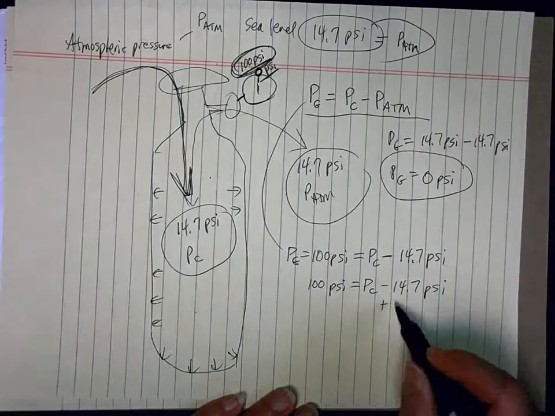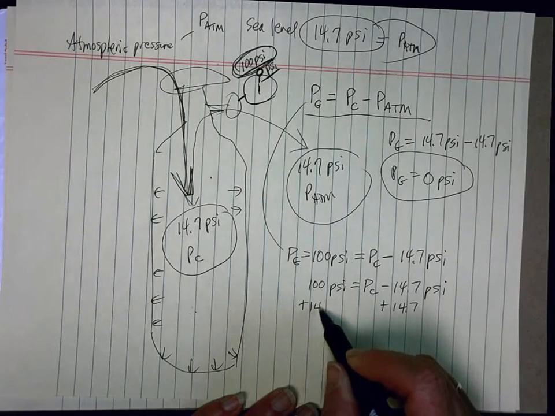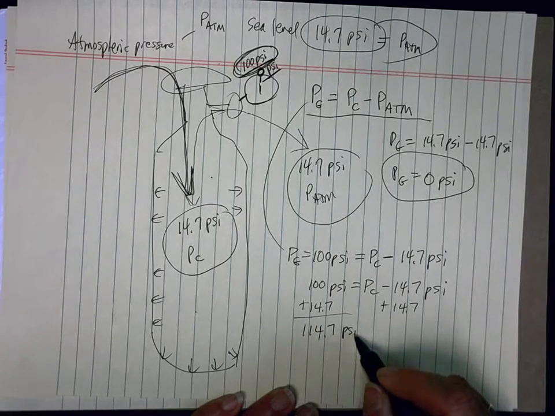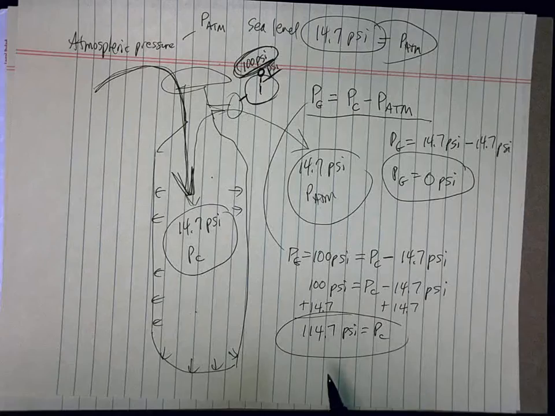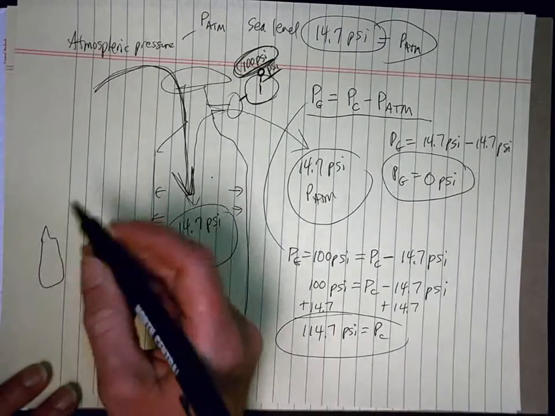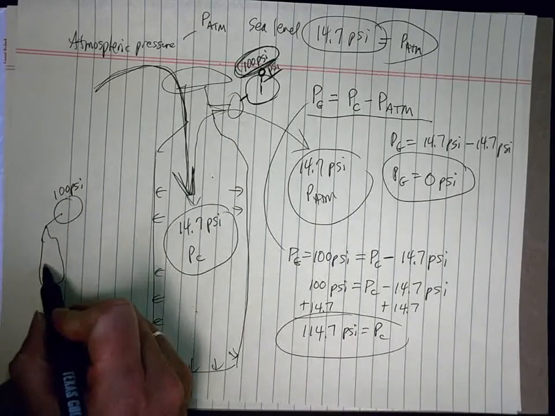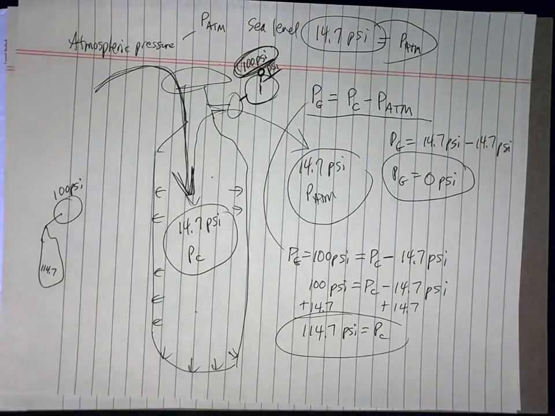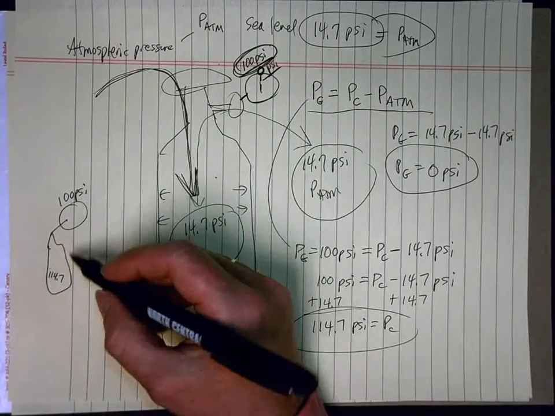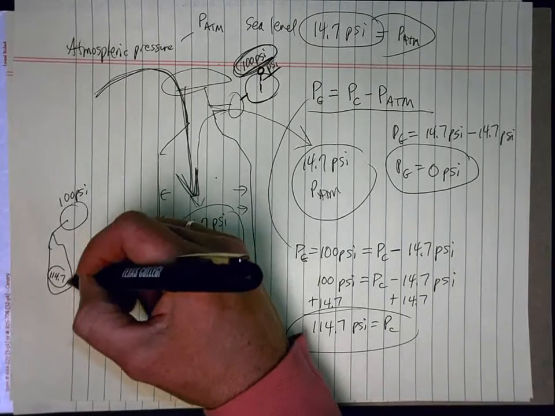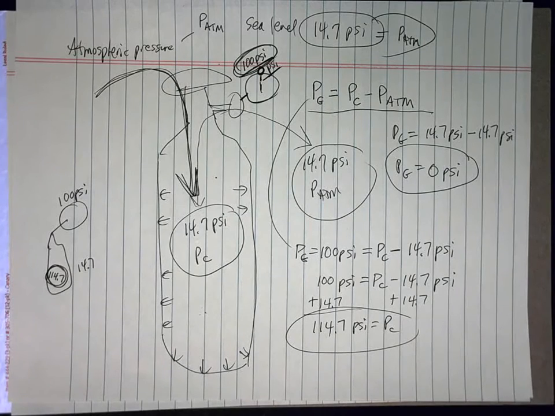So how do you solve that? You're going to add 14.7 to both sides. So 114.7 psi is equal to the pressure inside the container. So a scuba tank that has a gauge pressure of 100 psi has an actual inside pressure of 114.7. Because the gauge pressure is telling you the difference, how much above atmospheric pressure the actual pressure inside is. You need to be sure you understand this concept.